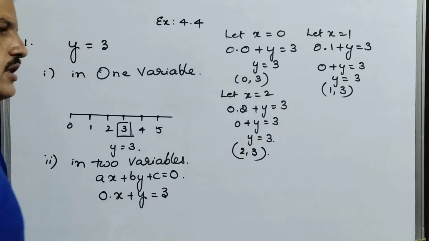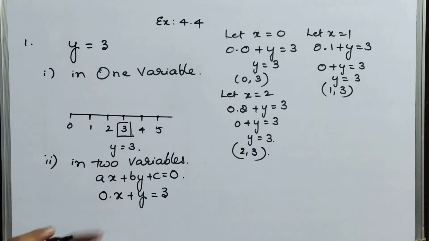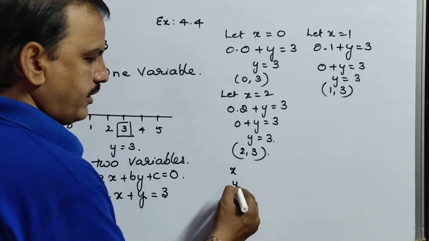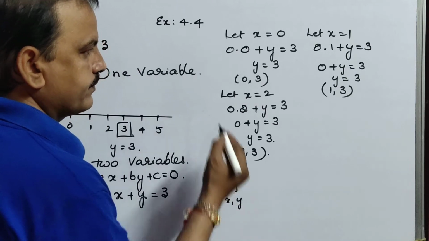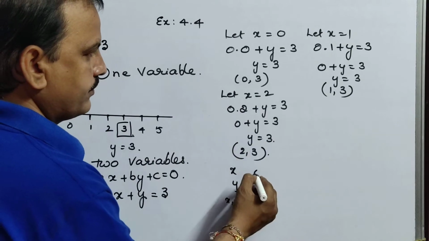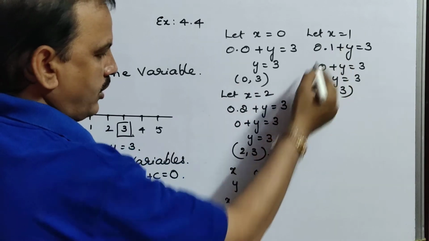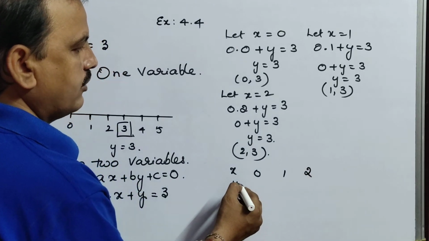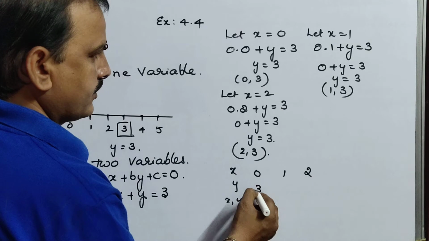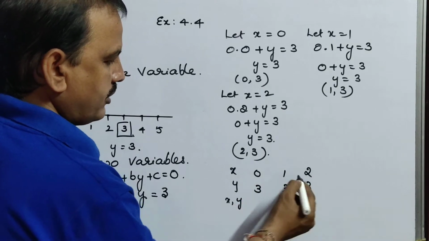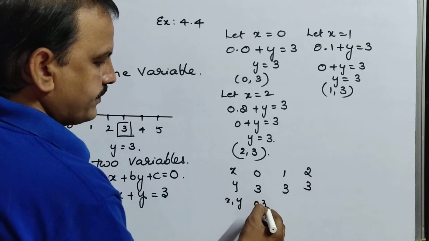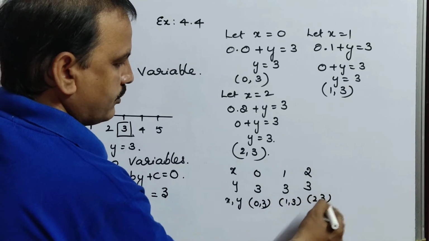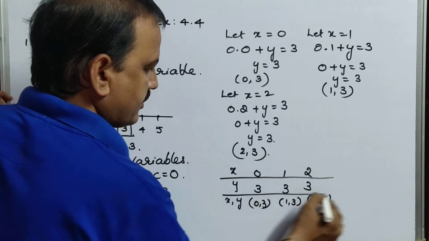That means these are the points you got. No need to draw any tabular form like that. If you want you can draw, nothing will happen. Here x, y and x comma y. That is 0, next is 1, next is 2. Then you got here the y value is 3, y value is 3, y value is 3. So 0 comma 3, 1 comma 3, 2 comma 3. Draw a tabular form like this.